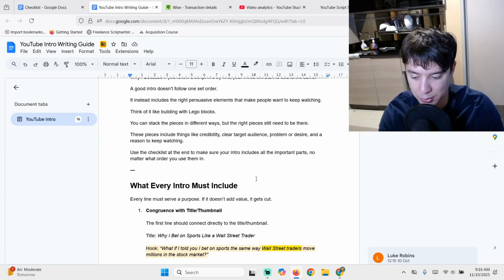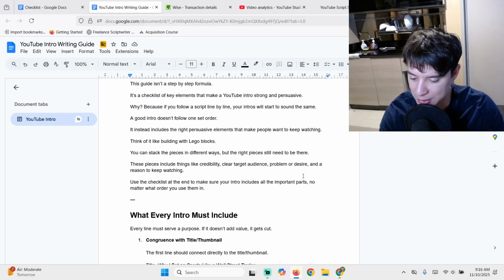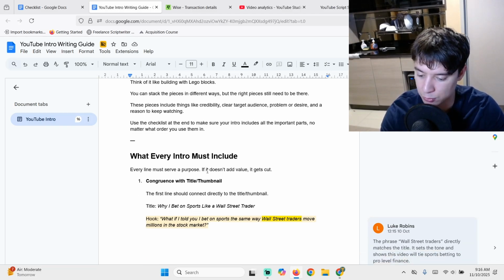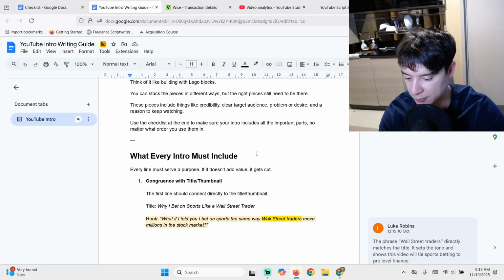You want to think of it like building with Lego blocks. You can stack the pieces in different ways, but the right pieces still need to be there. These pieces include things like the credibility, clear target audience, the problem or desire, and a reason to keep watching. So what you want to do is use this checklist at the end to make sure that your intros include all the important parts, no matter what order you use them in. So let's dive into the rest of this SOP.